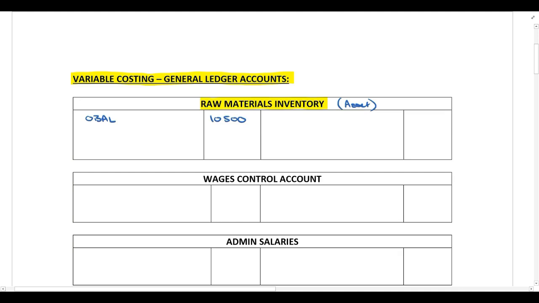All right, so those were all of the balances. We can now look at processing our journal entries for the transactions that occurred during January 20X8. And at the same time, while I'm processing the journal entries, I will also record them in these general ledger accounts.